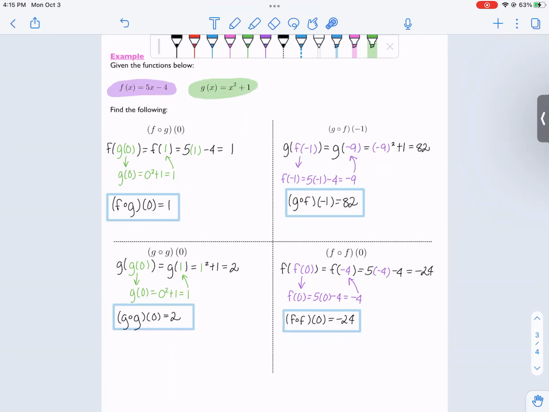So that's how these ones work. Really, it's just the same type of evaluating function stuff you've been doing all along, just with some new fancy notation and a few extra steps.